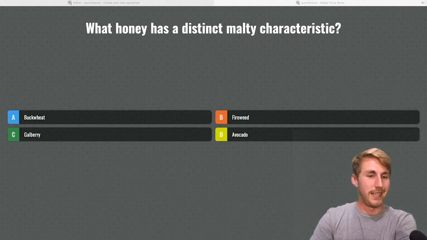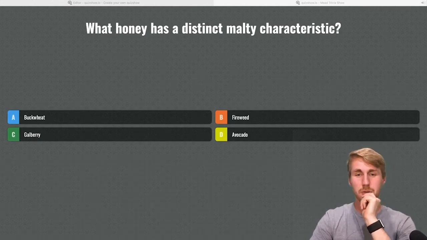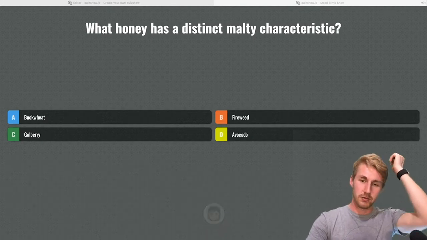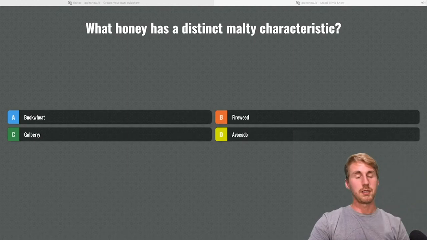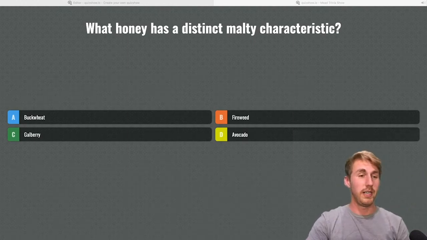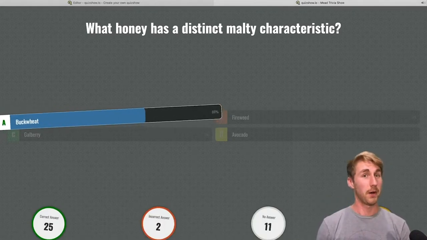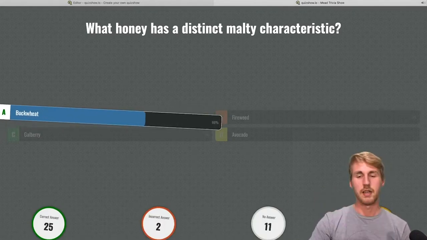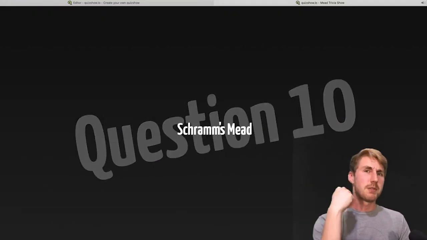We got about 10 seconds if you haven't responded. And I think after this one, maybe, there might be an update on the score. We'll see if anything has changed. A grain-derived honey tends to be malty. There we go. Reading into the question, the correct answer is buckwheat honey. Which, like you said, has that.